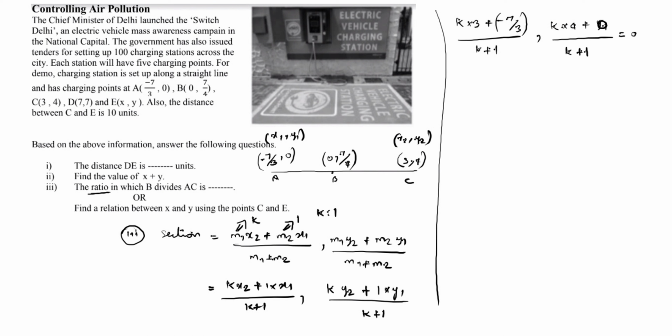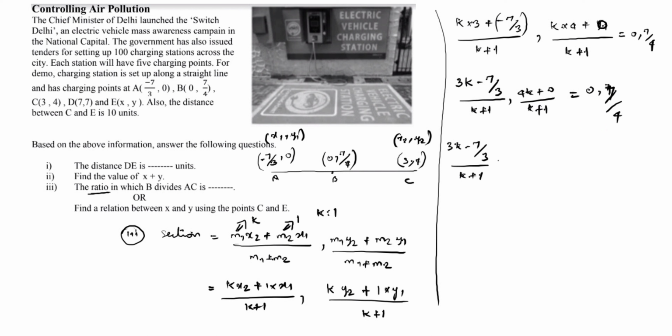So B is 0 comma 7 by 4. You can simplify this: (3k minus 7 by 3) by (k plus 1) comma (4k plus 0) divided by (k plus 1) equal to 0 comma 7 by 4. You see here, x and x, y and y. So x and x: (3k minus 7 by 3) by (k plus 1) is equal to 0, and (4k plus 0) divided by (k plus 1) is equal to 7 by 4.